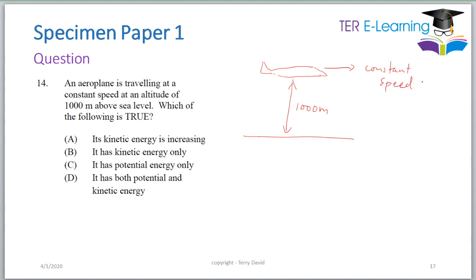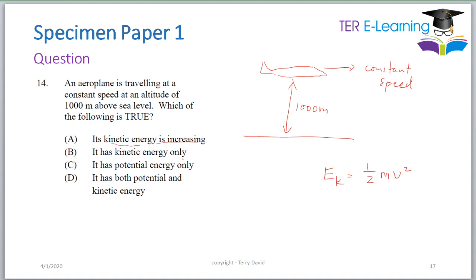Now you need to pay attention to the words being used in questions, because they can actually trick you in some of these questions. All right, so which of the following is true? The kinetic energy is increasing. Well, that can't be true, because if I'm moving at a constant speed, remember kinetic energy is equal to a half mv squared. But if my speed is constant, it means that my kinetic energy is constant, right?